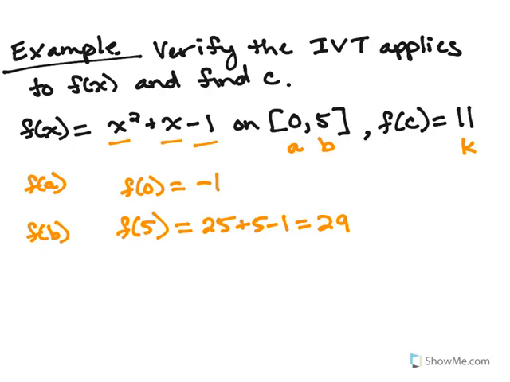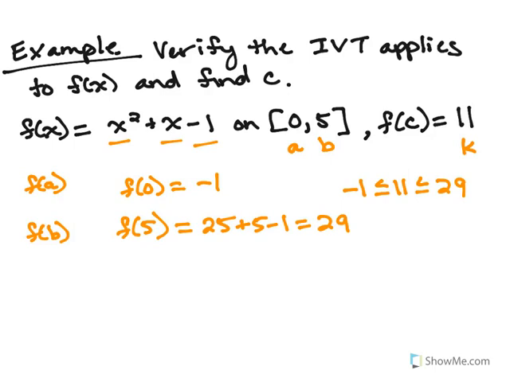So we're saying that there must be a y value in between those that is 11. Well, 11 is in between those, right? So that means I can use the intermediate value theorem. Now we just do the math. So we just verified that it applies. Now we do the math.